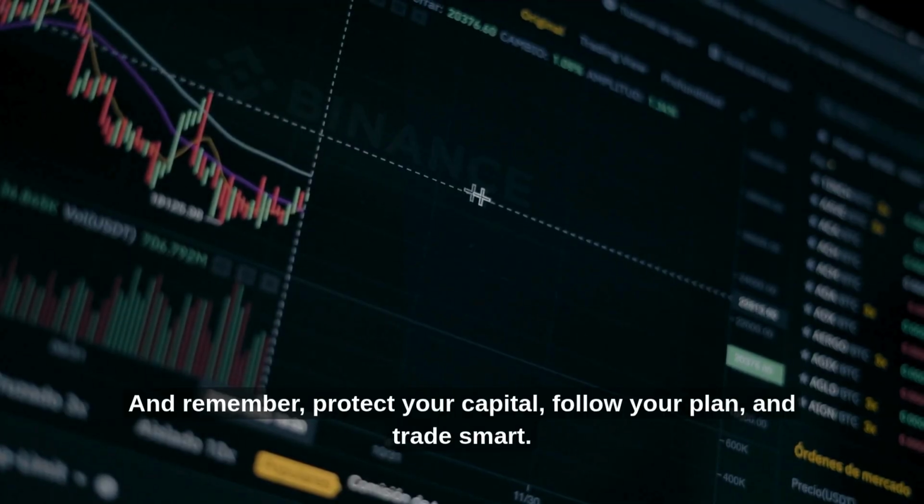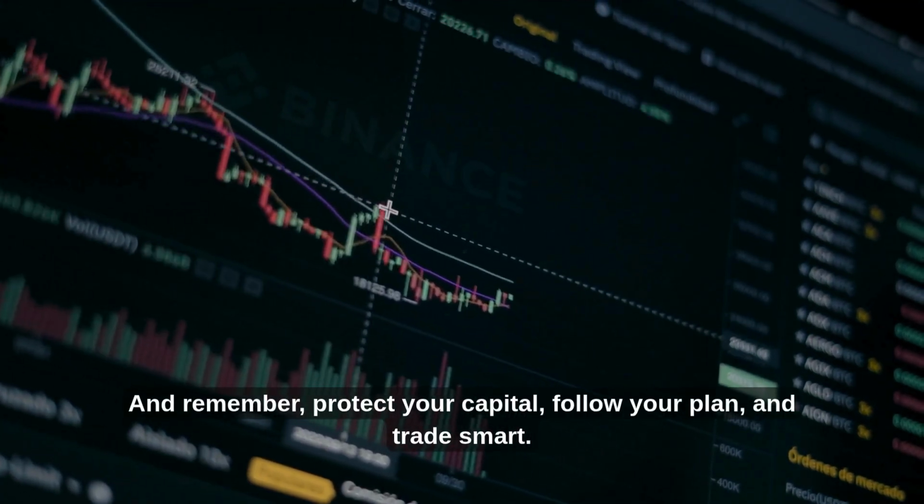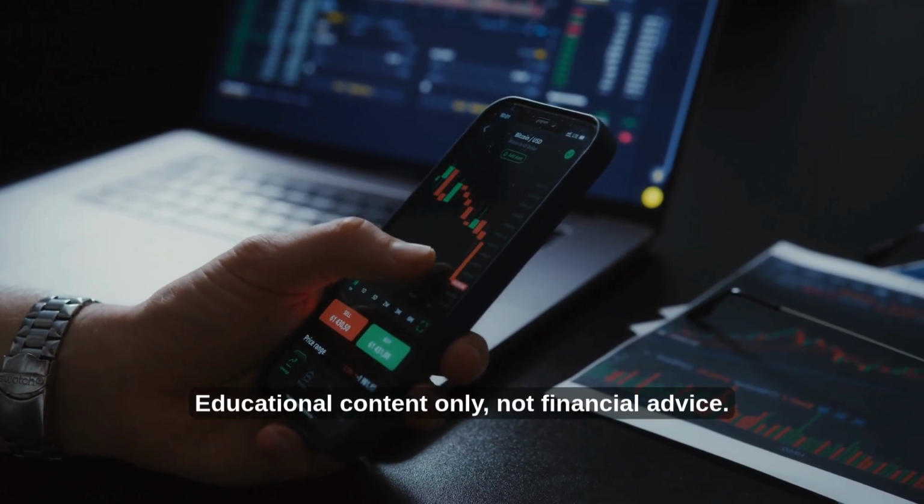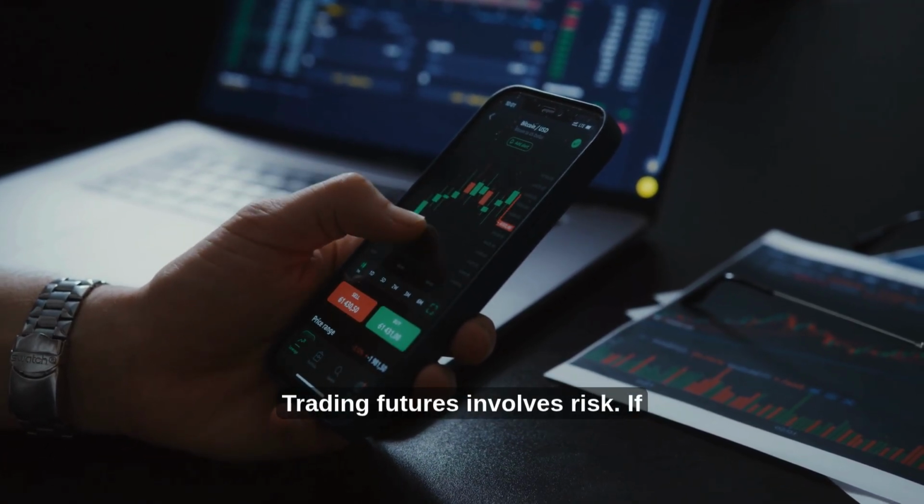And remember, protect your capital, follow your plan, and trade smart. Educational content only, not financial advice. Trading futures involves risk.